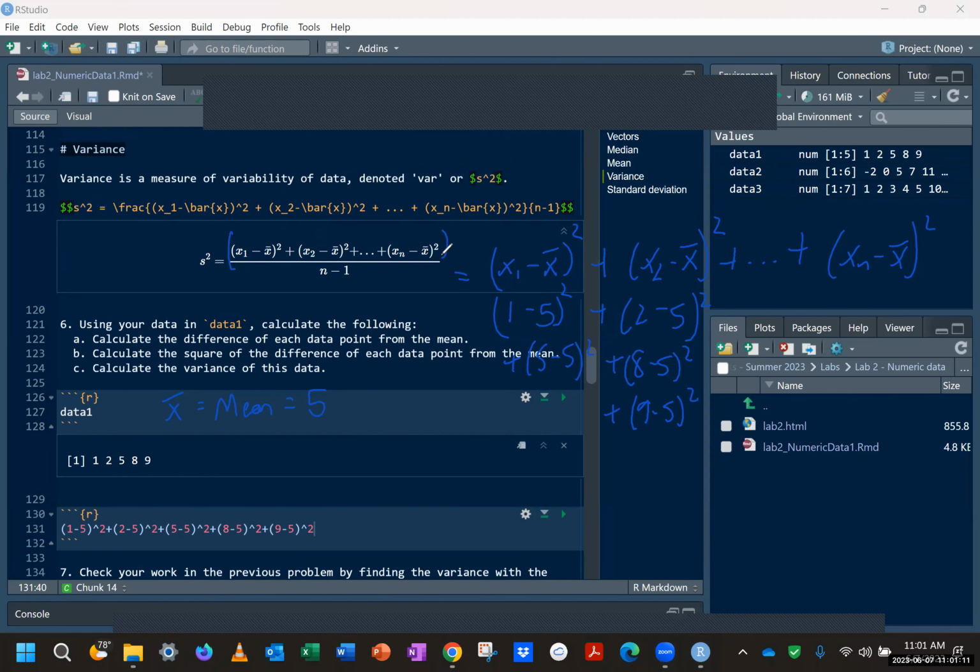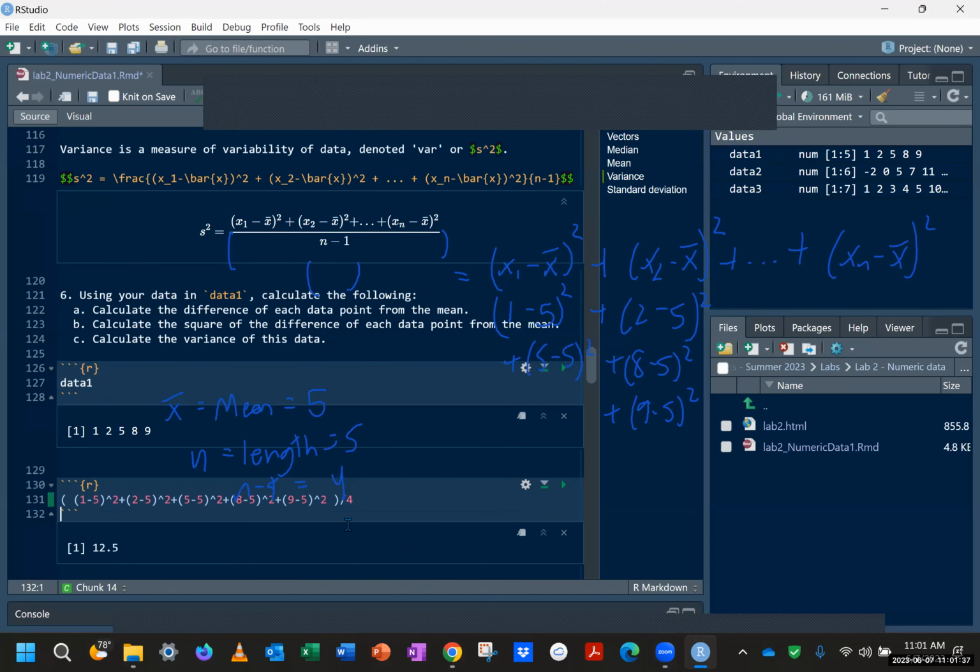So now I still have to divide by n minus 1. So what was n here? N is the length. That was also 5. So n minus 1 is going to be 4. So now I have to take this whole thing and divide it by 4. And that'll give me my standard deviation.